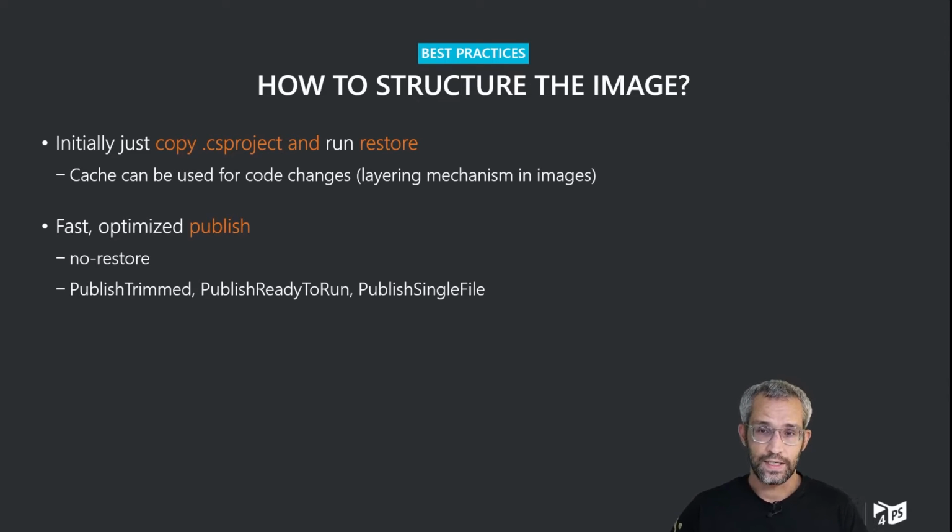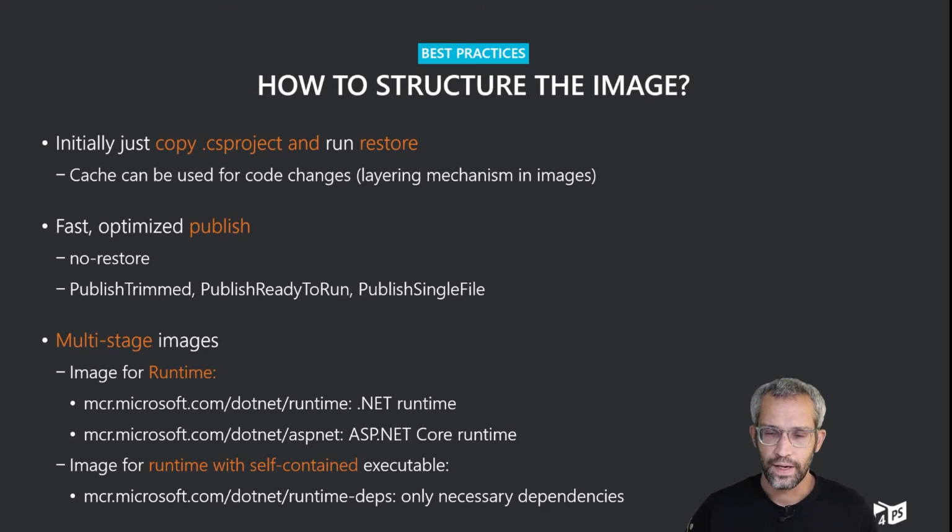What we also want is that we optimize the publish. We do that with a no restore because we have a dedicated step for the restore, so no need to do the restore again on the publish. And we want to do a couple of optimizations that the .NET compiler offers, which is to publish it in a trimmed way, ready to run and as a single file. Especially the ready to run doesn't have a huge impact for our demo application because it is so small and trivial, but overall this is best practice to do.